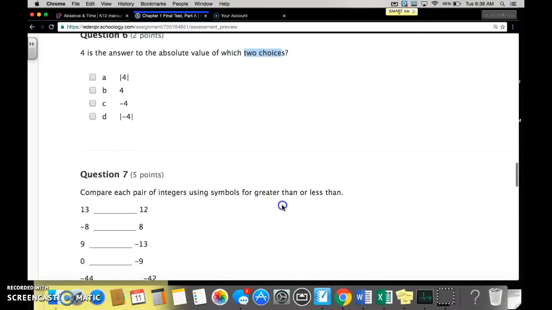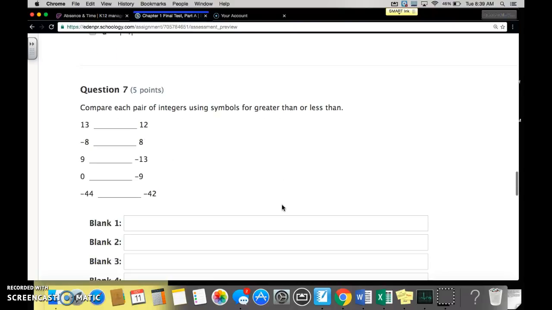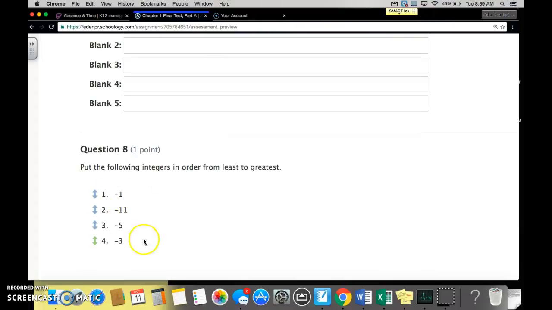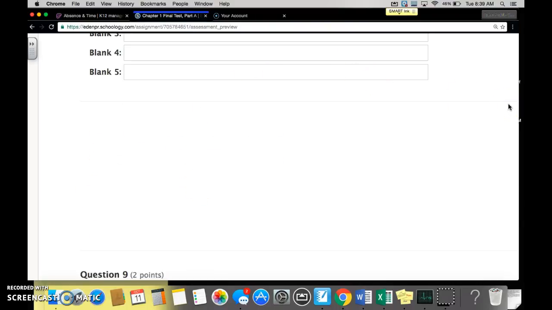Number seven, compare each pair of integers using symbols for greater than or less than. So you need to use the greater than symbol or the less than symbol on your iPad to tell me which is which. Number eight, you are going to move these so that they're in order from least to greatest. You would just move them using the arrows.